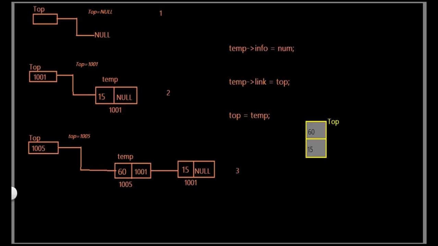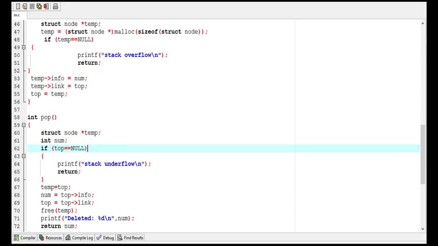Now if the stack is empty, then you cannot delete anything from the stack, and in this case the stack is empty when there are no nodes in the linked list. So when top is equal to null, then it means list is empty. So if top is equal to null, then print stack underflow, which means stack is empty, and with the help of this return statement, the control will move out of this pop function.